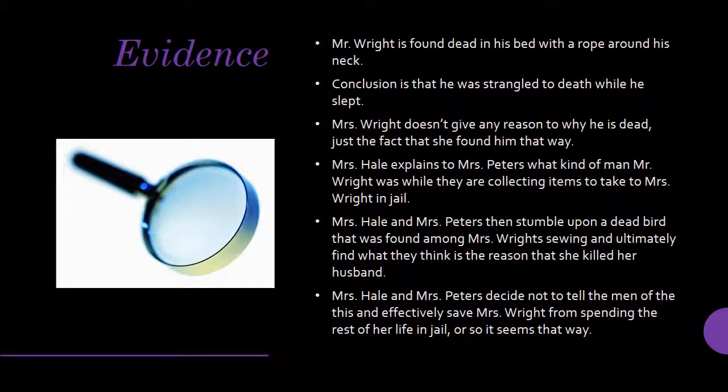Miss Hale and Miss Peters decide not to tell the men of this and effectively save Miss Wright from spending the rest of her life in jail, or so it seems that way.